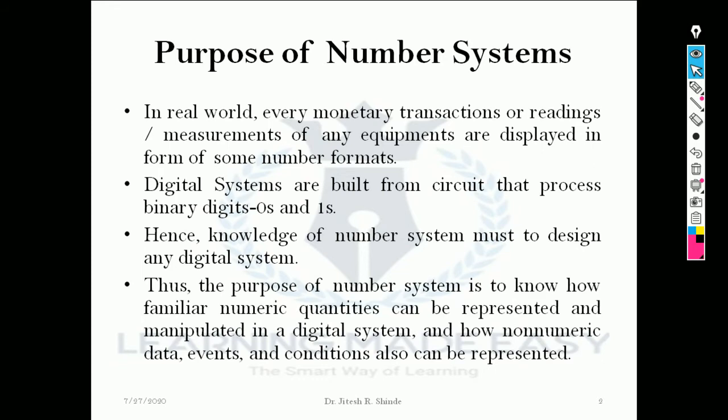Thus the purpose of a number system is to know how familiar numeric quantities can be represented and manipulated in a digital system, and how non-numeric data, events and conditions can also be represented.